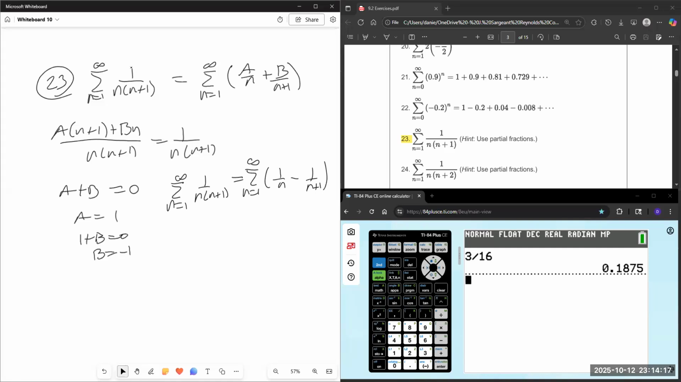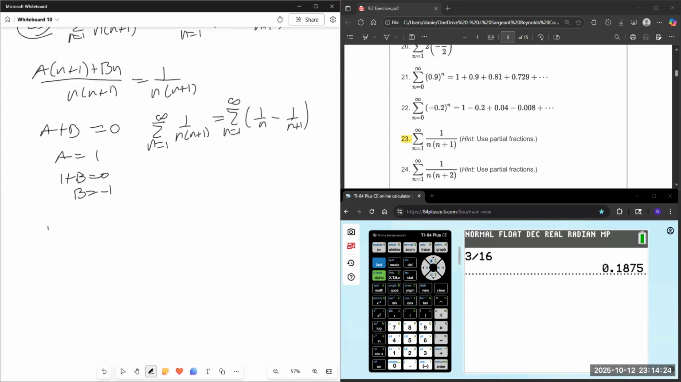Let's write out the pattern here for our nth partial sum, and Sn is going to be equal to the first term, 1 minus 1/2, plus the second group, 1/2 minus 1/3, plus 1/3 minus 1/4, plus dot, dot, dot, plus 1 over n minus 1 over n plus 1.